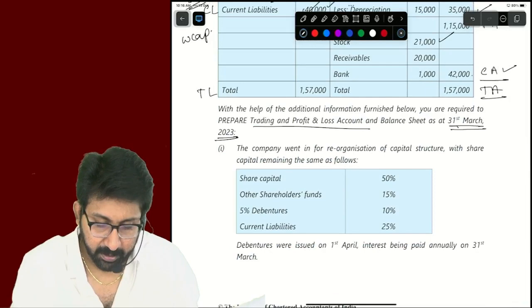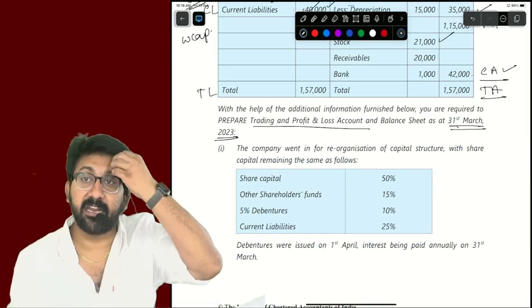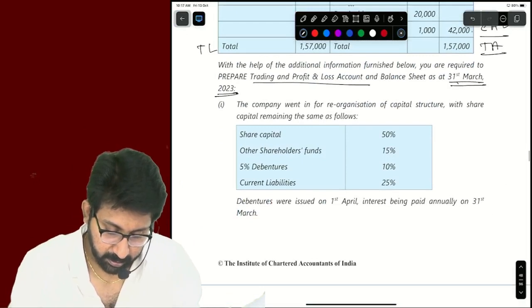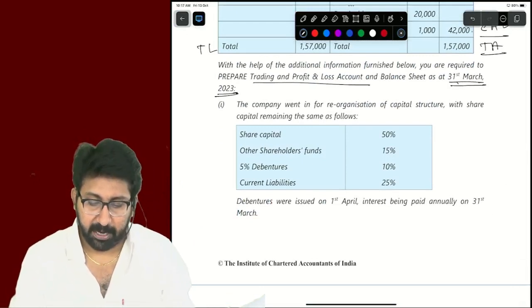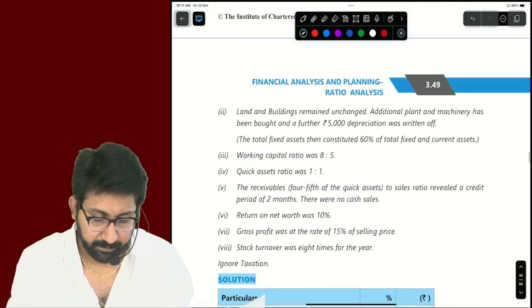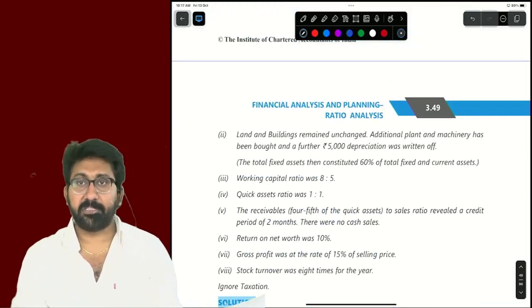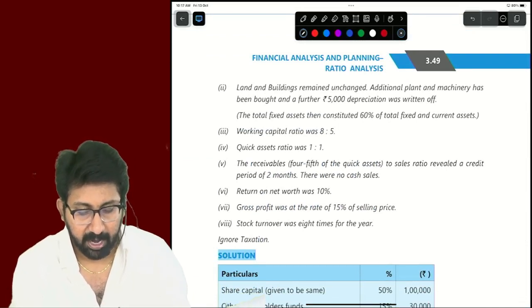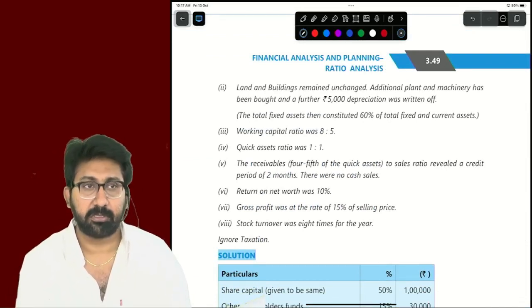Everyone, on that balance sheet, is it there or not there? Not there. Okay? See here now. So debentures were issued on 1st April, interest being paid annually on 31st of March. Okay. Next. Land and building remain unchanged. They don't change.